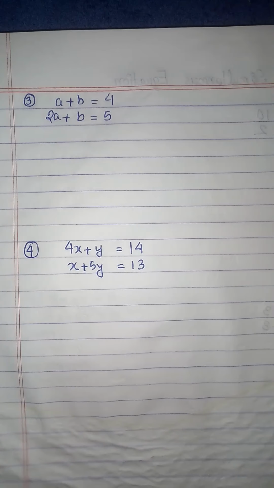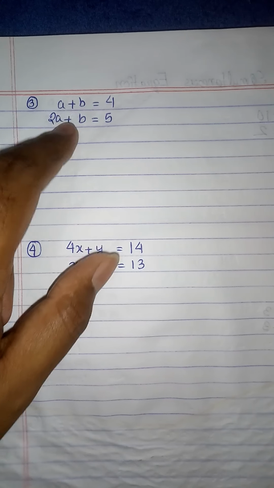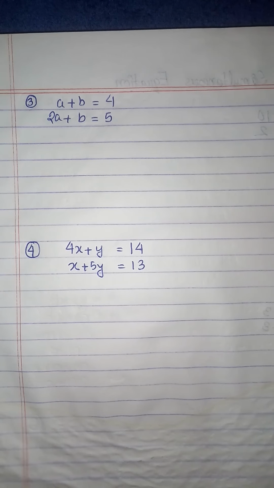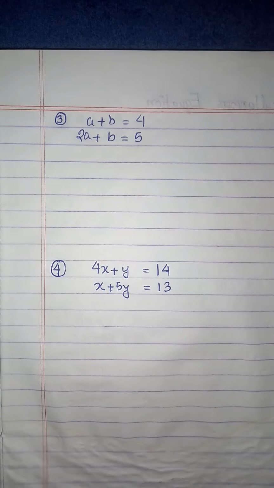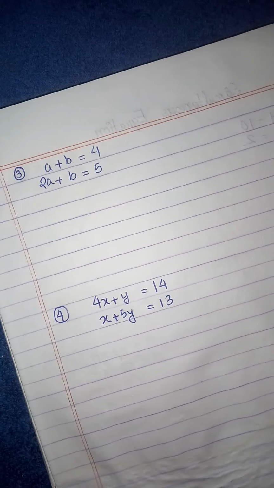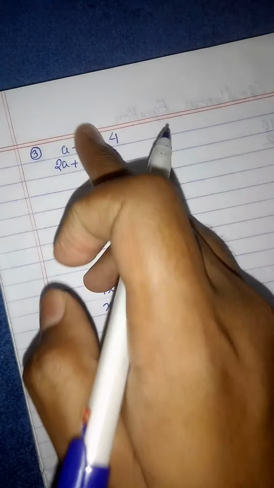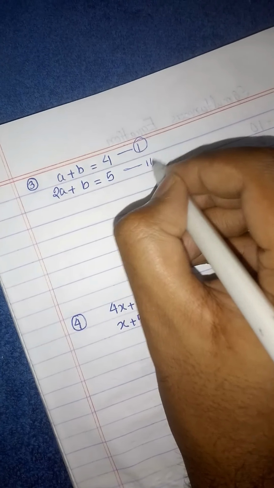Question number 3. As you can see here, the constants are the same but the signs are not reversed. Okay, let's try it. In the first case the equations were already reversed, but in this case the signs are not reversed but the constants are the same. Okay, in that case this is equation 1, this is equation 2.